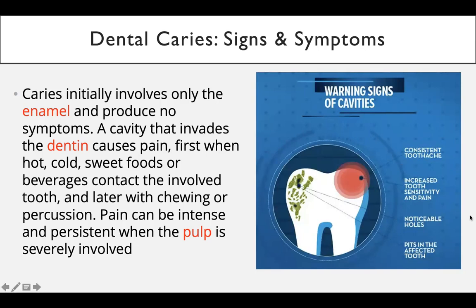So these are the warning signs: consistent toothache, increased tooth sensitivity and pain, noticeable holes and pits in the affected tooth, and we need to take care of the teeth. Either we give some amalgam or filling to take care of and save the teeth, because it's permanent, it's not going to come back.